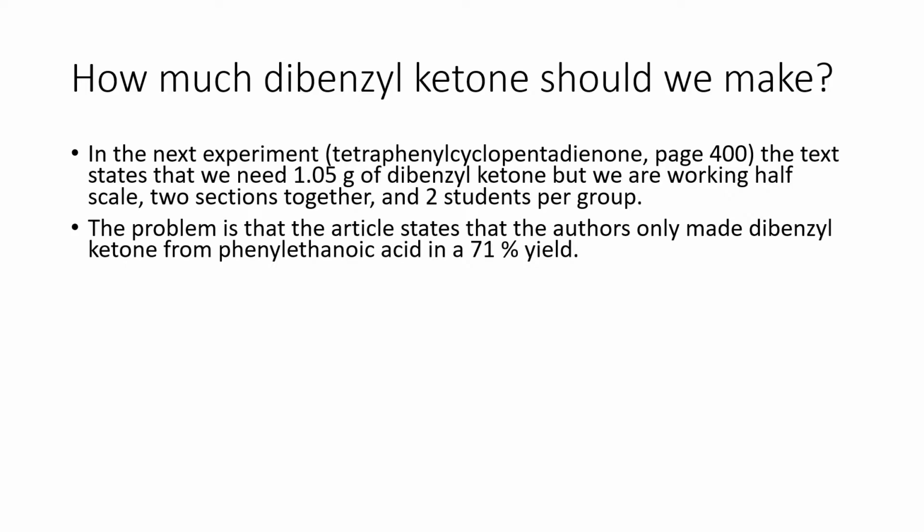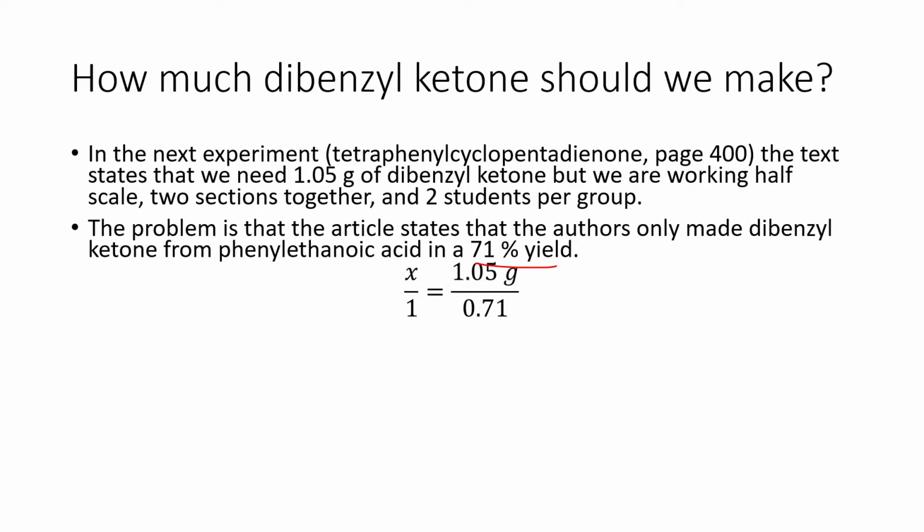If you read the article, one of the main issues that's stated is that the authors can only make dibenzyl ketone from phenylethanoic acid in about a 71% yield. So if we were to do the same, and we know that we're going to get about a 71% yield, how much do we actually need to make so that we have a final product of about 1.05 grams of dibenzyl ketone?